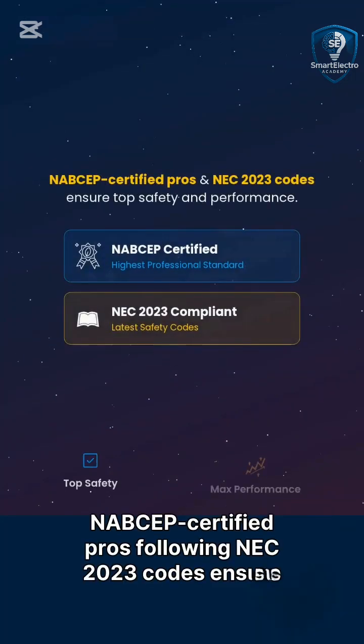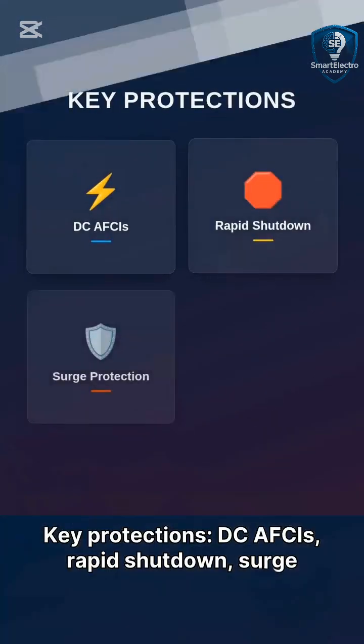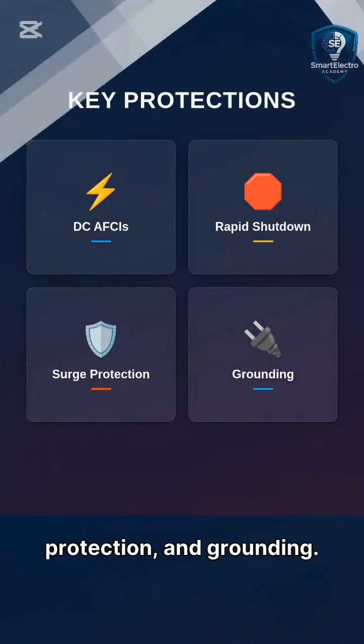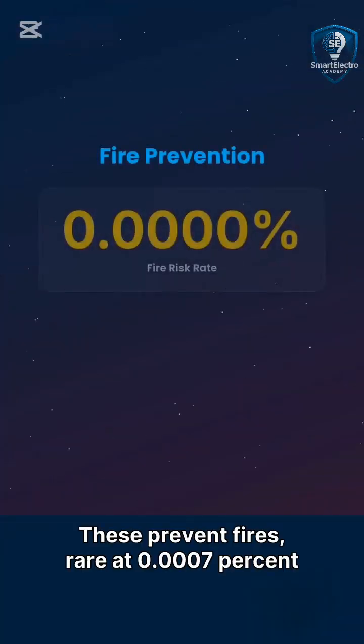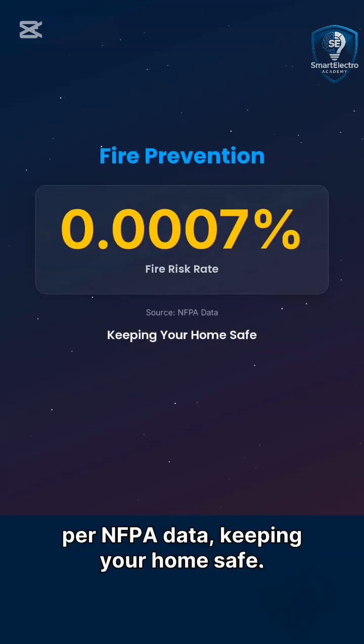NABCEP certified pros following NEC 2023 codes ensure top safety and performance. Heat protections, DC AFCIs, rapid shutdown, surge protection, and grounding. These prevent fires, rare at 0.0007% per NFPA data, keeping your home safe.